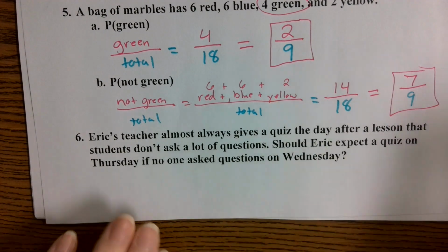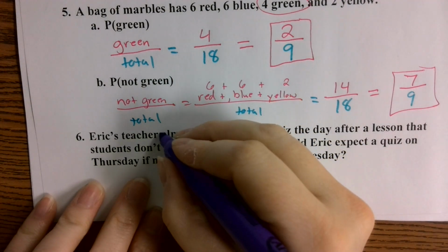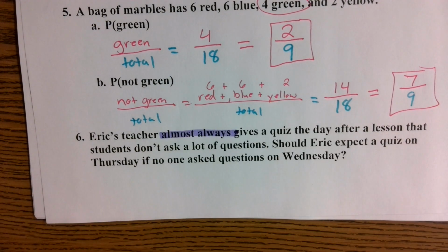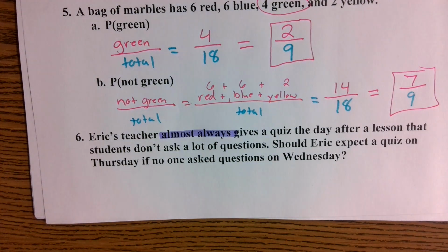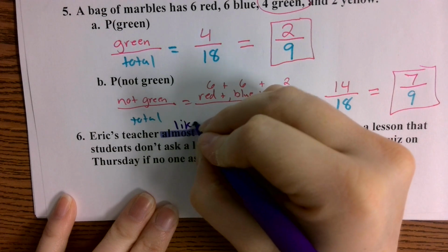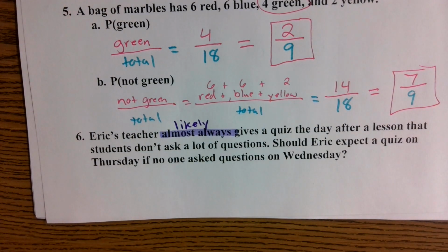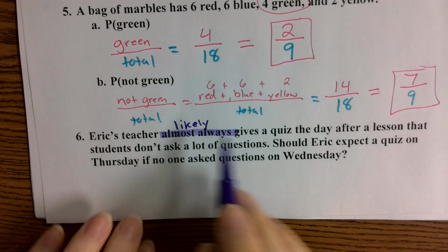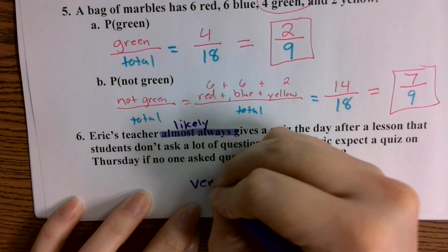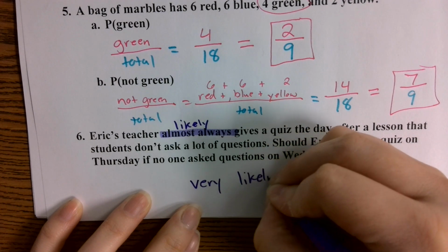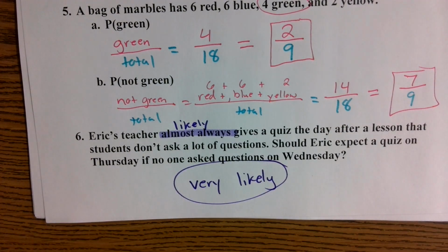If we look here, he almost always is another way of saying that this is a very likely event to occur. This is likely to happen. Almost always is a likely event. If they do not ask questions, almost always there's going to be a quiz the next day. No one asked questions, so yes, this is very likely. Very likely to occur. So yes, he should be expecting there to be a quiz.